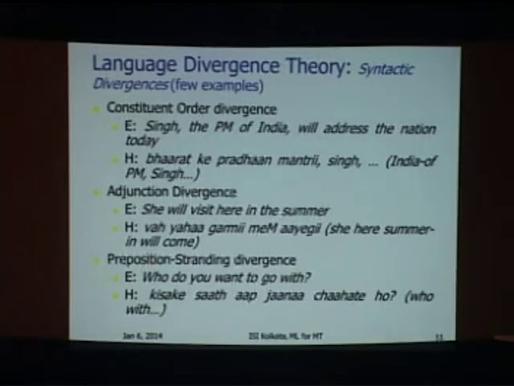Preposition stranding divergence is a very curious English language phenomenon. Who do you want to go with? So with and who are far apart. There is quite an amount of text between them. Indian languages do not allow this. Many languages don't allow this preposition stranding. The preposition is stranded from the noun.